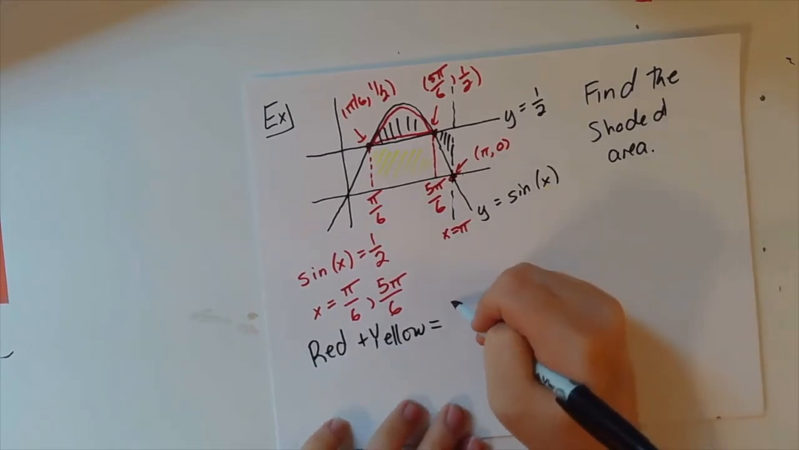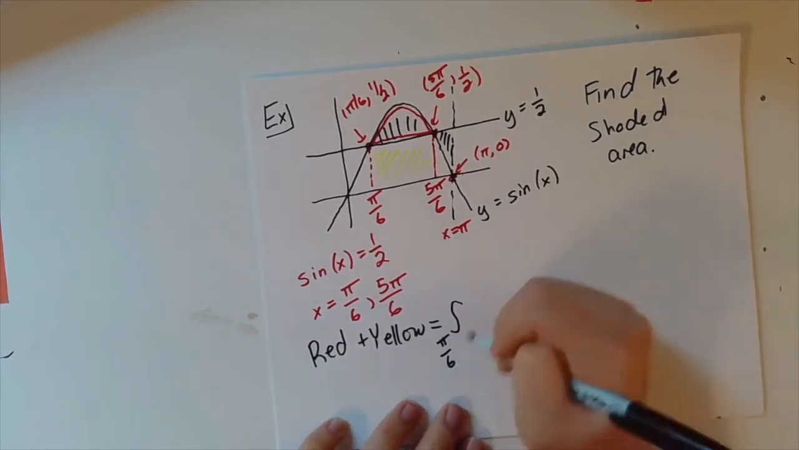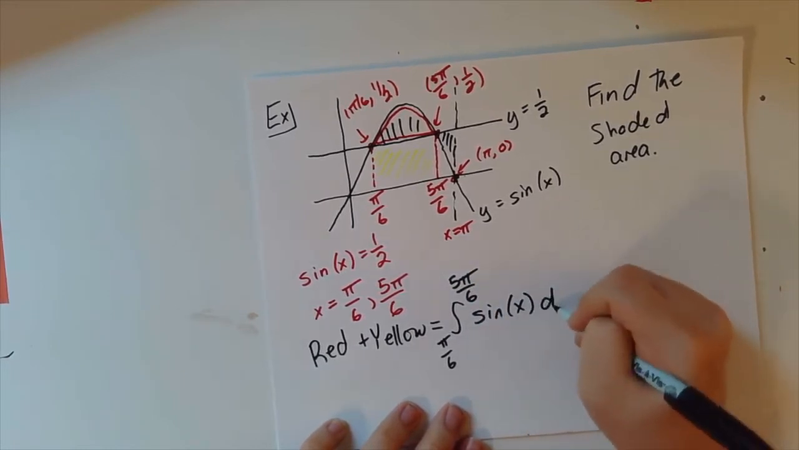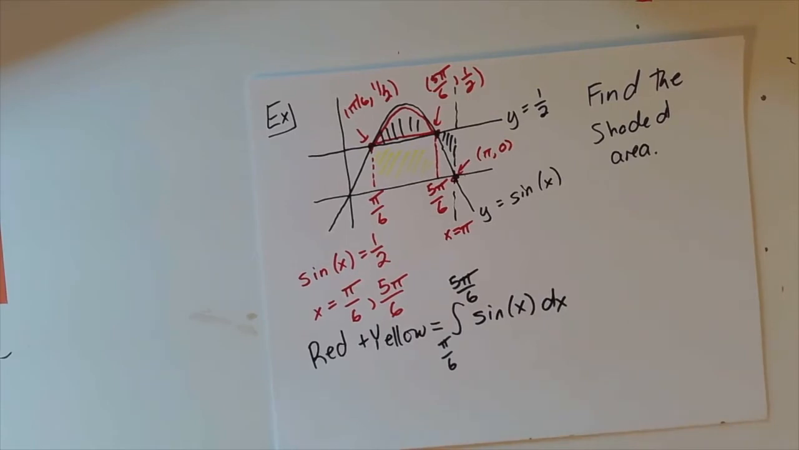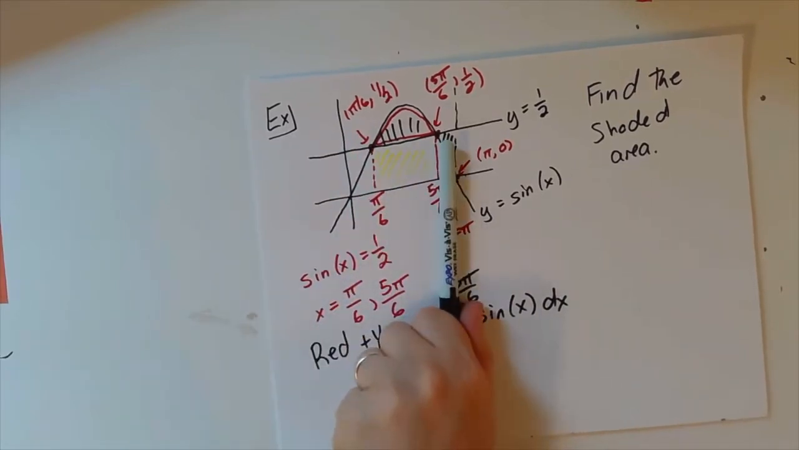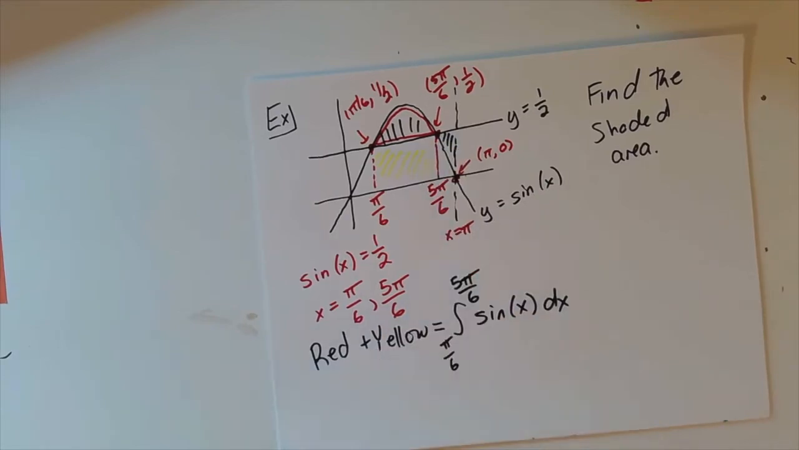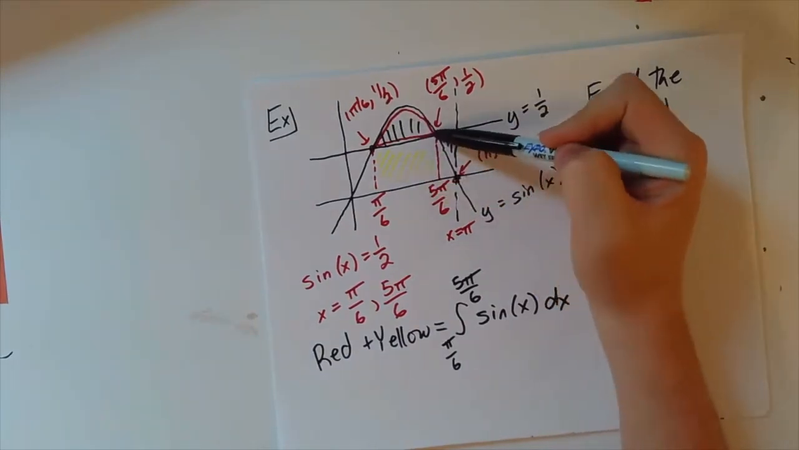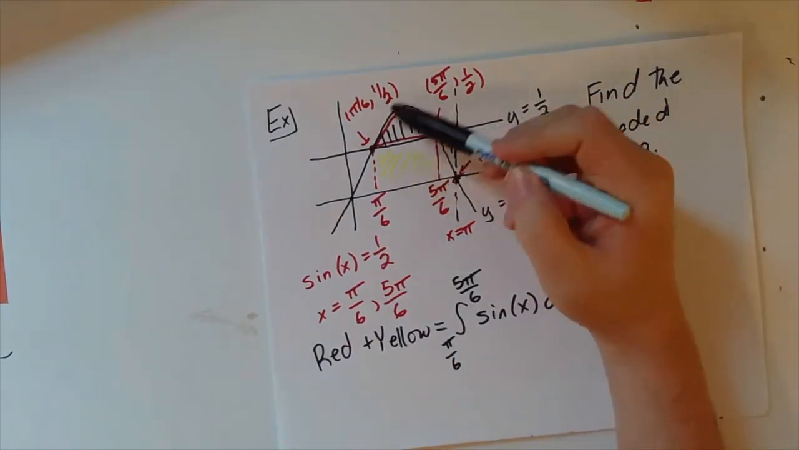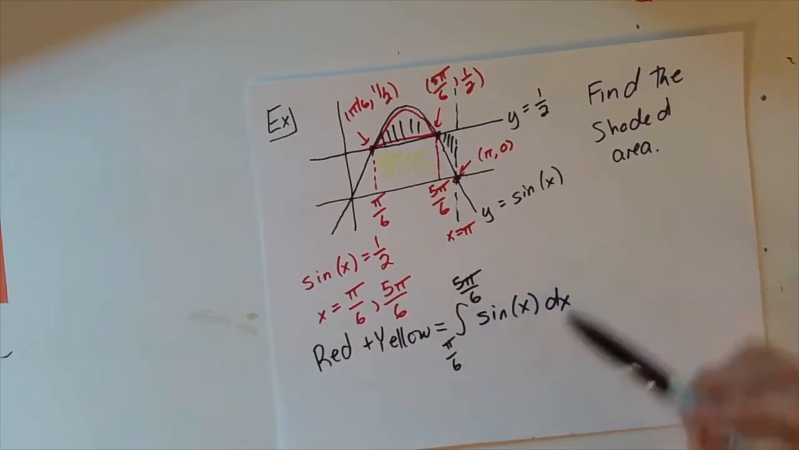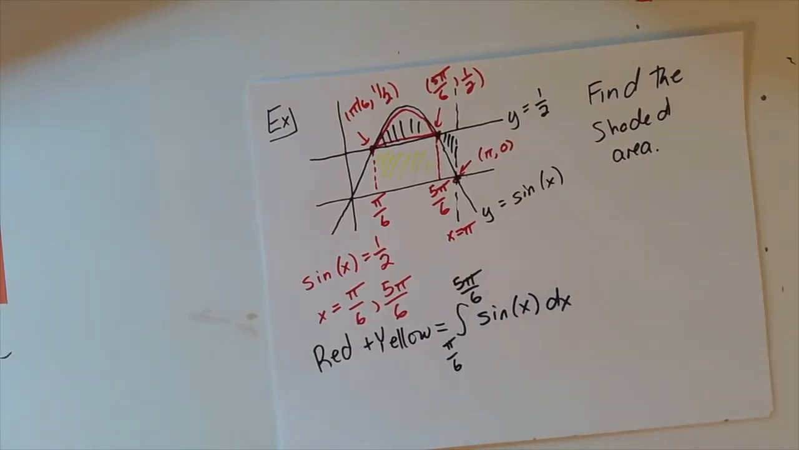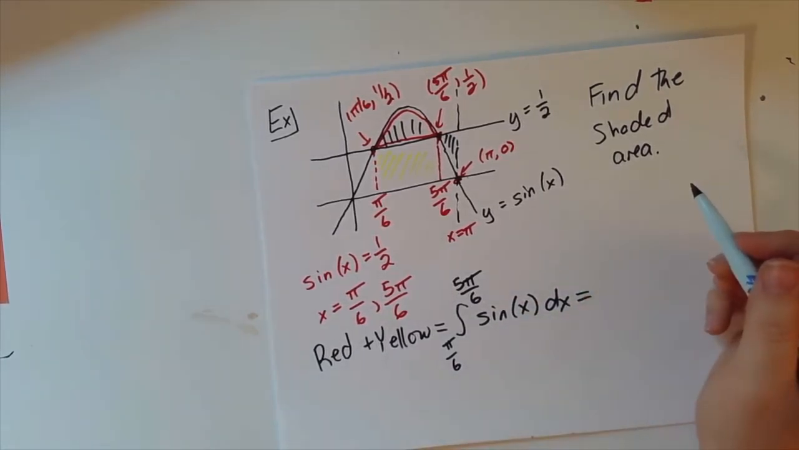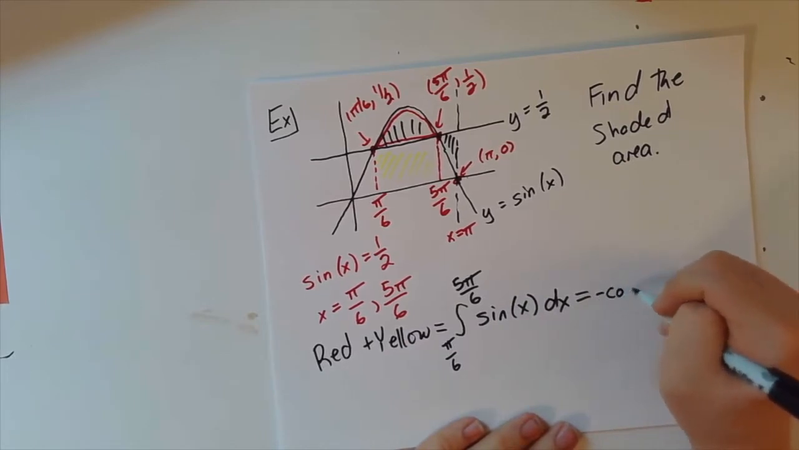is equal to the integral from pi over 6 to 5 pi over 6 of sine of x dx. Again, the pi over 6 and 5 pi over 6 give me the left and right bounds. The x-axis is the lower bound, and then the upper bound is given by the graph sine of x. That's why these two areas together give me this definite integral. And I can calculate this definite integral using the Fundamental Theorem of Calculus. So I need the antiderivative of sine, which is minus cosine.